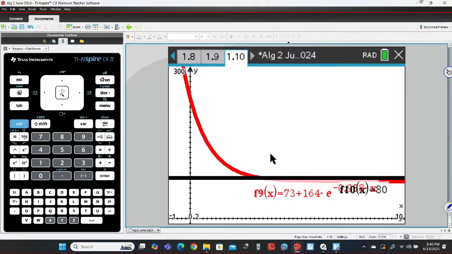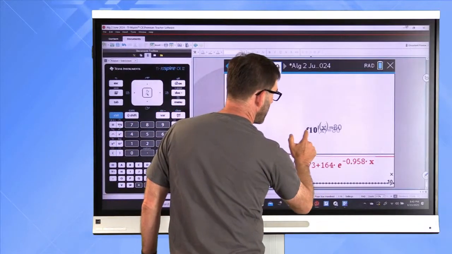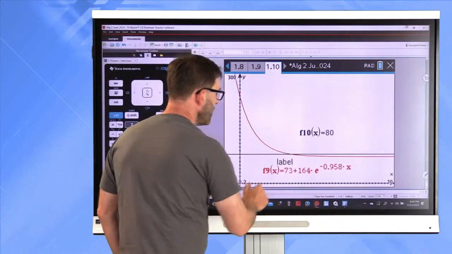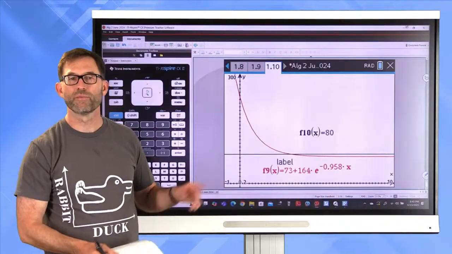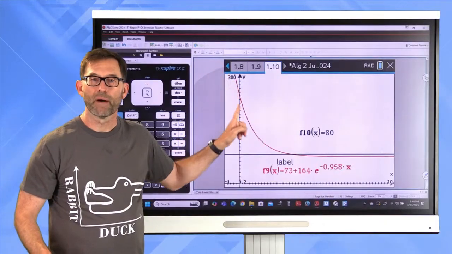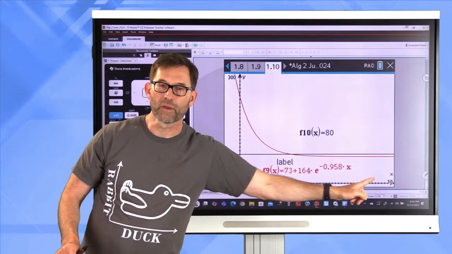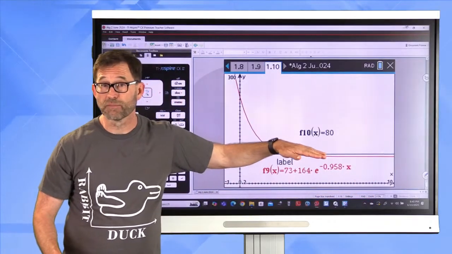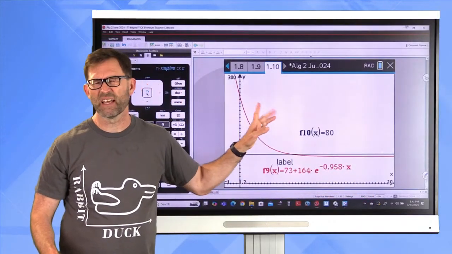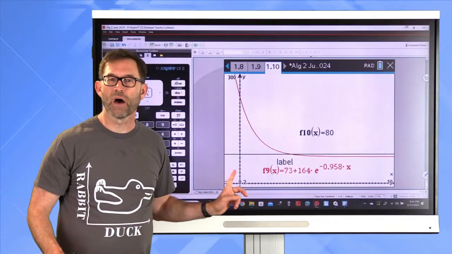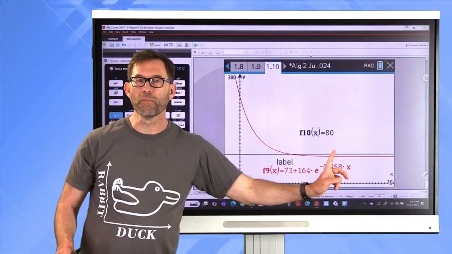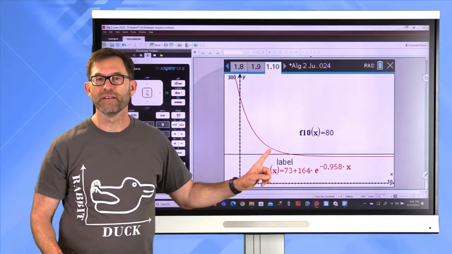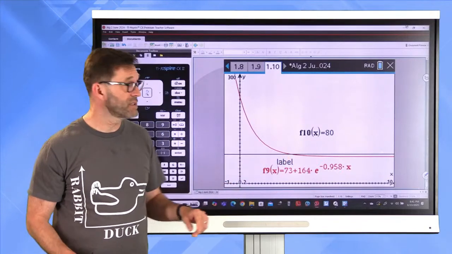Okay. And what we can certainly see, even though we might have a little bit of mess here, is the red curve, right? That's my liquid, my cooling liquid. It's got an asymptote at 73, not that that matters. And that horizontal line is the 80-degree mark. And what I want is this intersection point. So let's find it, right?